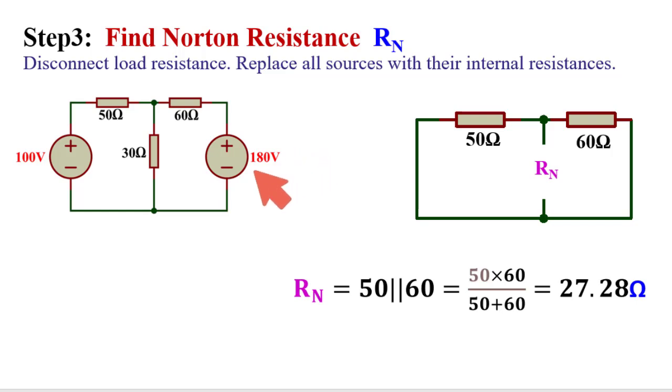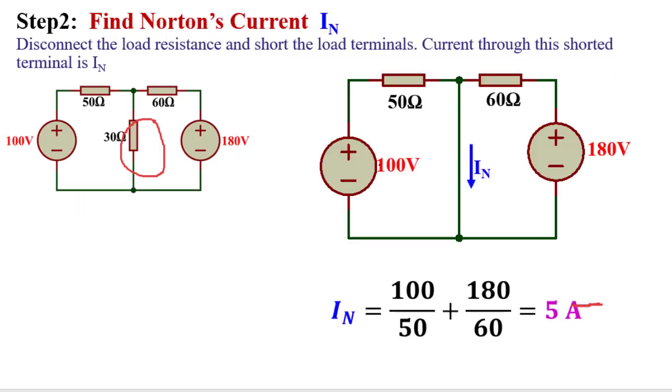Next, for Norton resistance, this will be open. So say this is open, this is short circuit, this is short circuit. So here, through this 60 ohm this is short circuit. So ultimately this is the circuit to find out the Norton resistance. It is very simple. What is here? 50 and 60 ohm are in parallel. Ultimately Norton resistance is 27.28 ohm. I got Norton resistance is 27.28 and Norton current is 5 ampere.